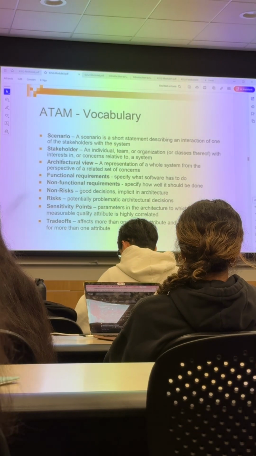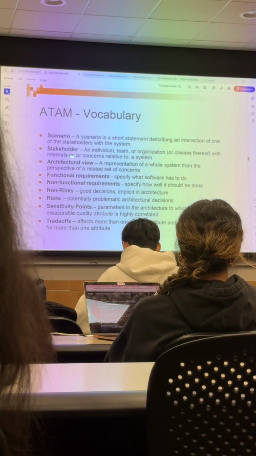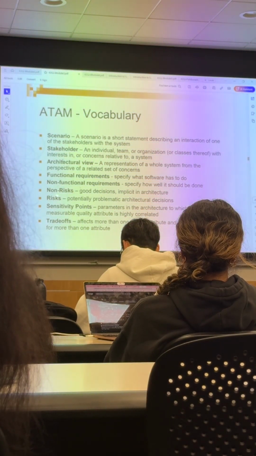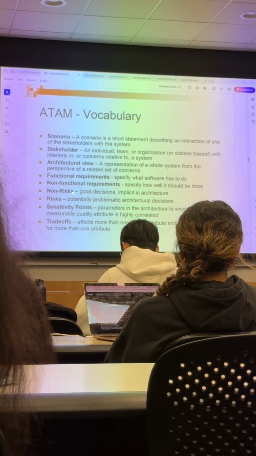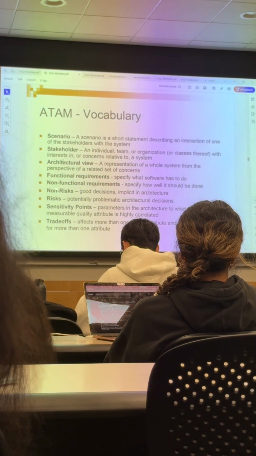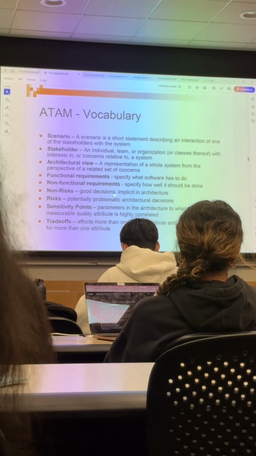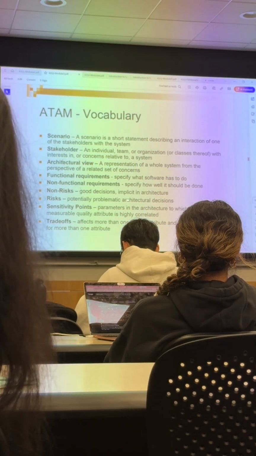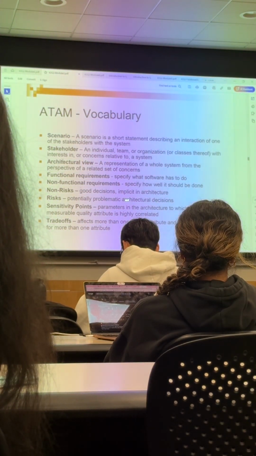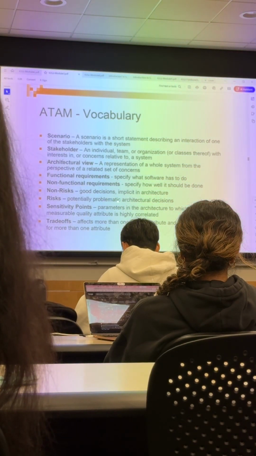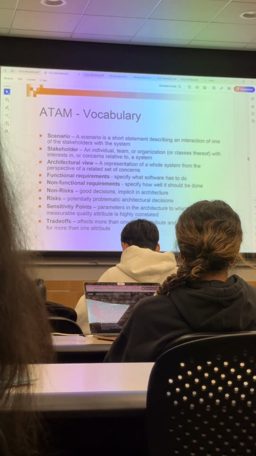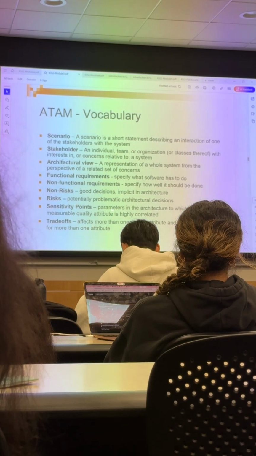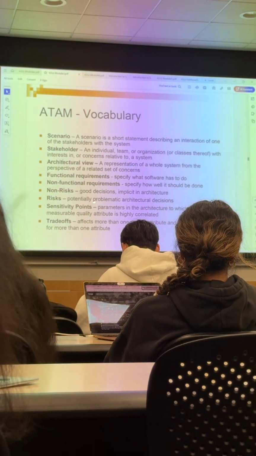ATAM vocabulary, again, when we talk about scenarios, hope we all know, we have looked at it in the utility tree, you know who the stakeholder is, you know what a view is, you know what an FR and NFR are. When we talk about non-risks, these are good decisions. So if you're using an object-oriented system or architecture, that's a non-risk. A risk is an architectural decision in the light of QAs that is potentially problematic. That means if it is going to reduce, for instance, the performance of the system, that is called a risk to the system.